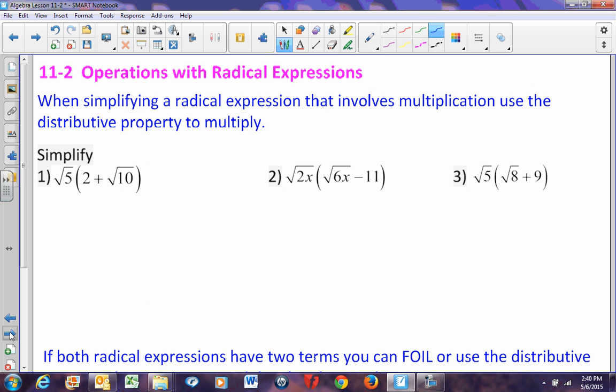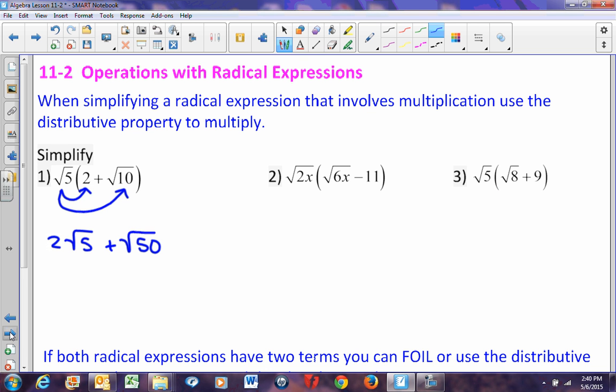So adding and subtracting, they have to have like terms, just like polynomials had to have like terms. Now, when we simplify a radical expression that involves multiplication, we're going to use the distributive property. For example, if I have the square root of 5 and I'm going to multiply that by 2 plus the square root of 10, I'm going to distribute the square root of 5 to the 2, and distribute the square root of 5 to the square root of 10. Remember, outside times outside, inside times inside. So the square root of 5 times 2 becomes 2 square roots of 5, and the square root of 5 times the square root of 10 becomes the square root of 50. Because both of those are underneath the radical, they need to stay underneath the radical, and they get multiplied together.